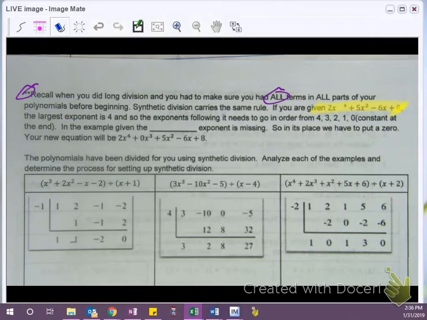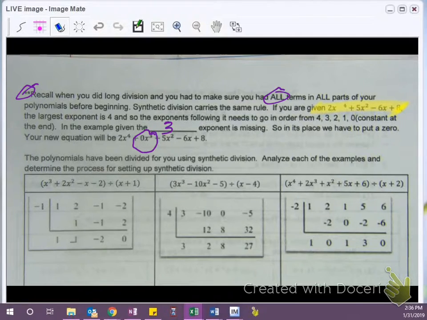Look on your paper, the one we're taking notes on. This one? The x cubed is missing, right? So in this example, the cubic exponent is missing. So in its place, we have to put 0x cubed.